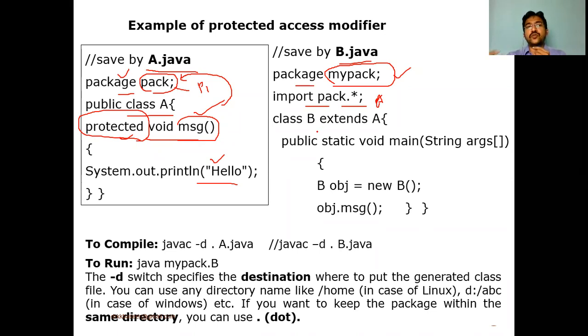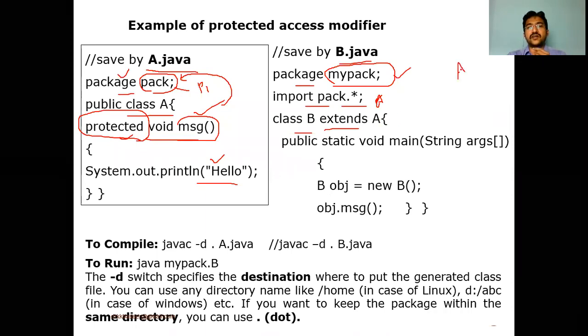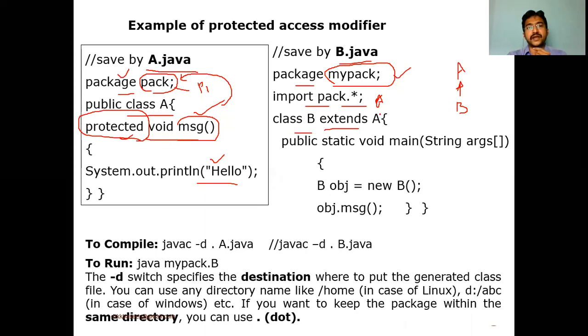What I have said, to implement the protected access modifier, we have to use the inheritance concept. Inheritance can be done with the help of the extends keyword. So class B extends A means the properties of A are acquired by B. Now B is the child and A is the parent. All the members, methods and constructors of class A can be accessed directly by class B. That is the power of inheritance.